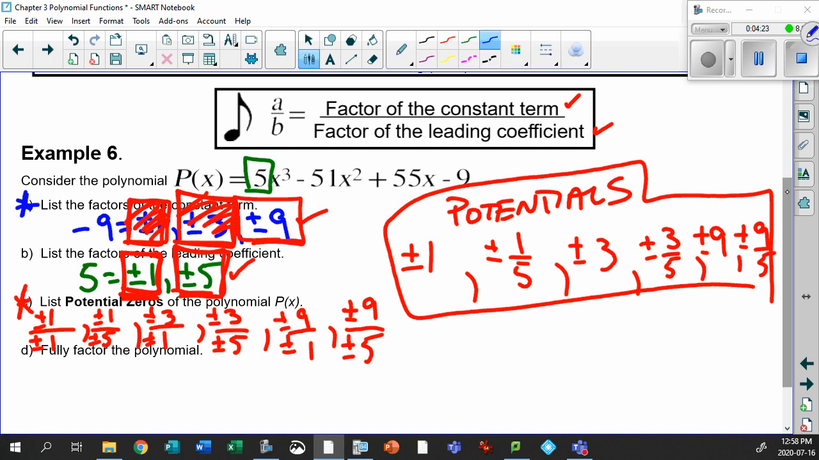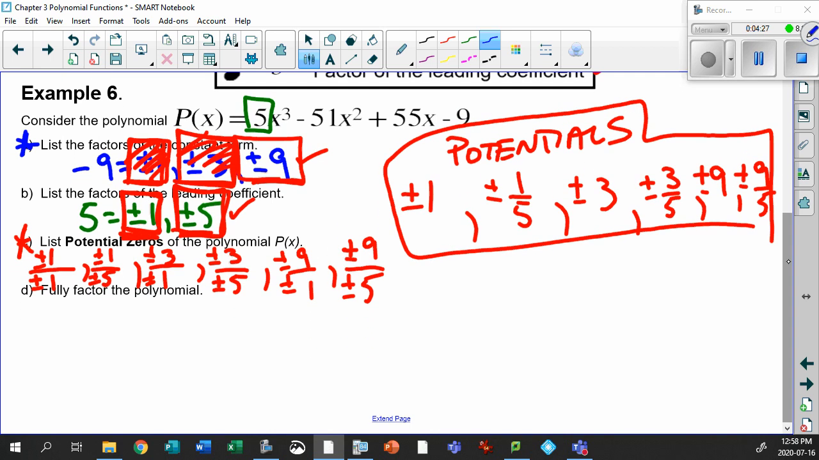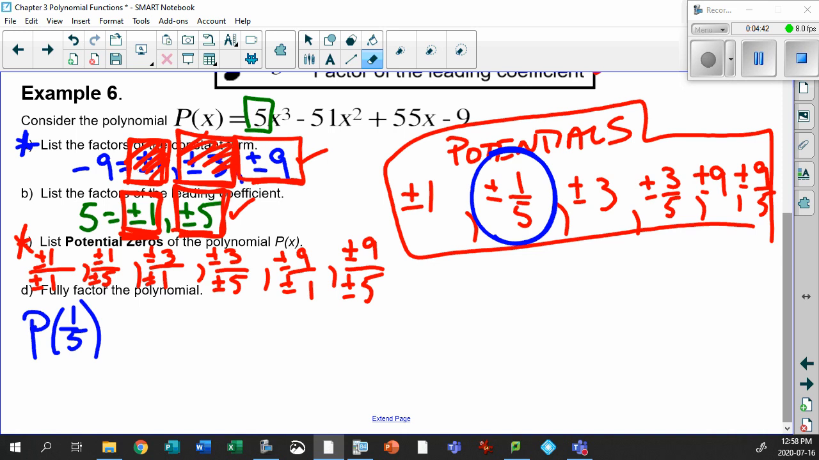Oh my God, yeah, that's going to take forever and a day, isn't it? Well, yeah, but you know what I want to do? I want to try this guy right now, because that's our first one. So I want to try P at 1/5. Now, could you imagine putting that into this formula? This is going to be just awful. Look at this formula. Look at this equation.